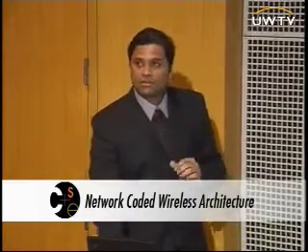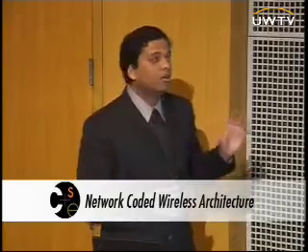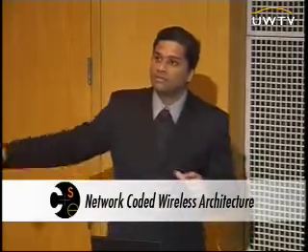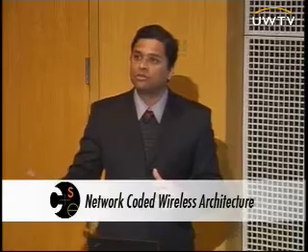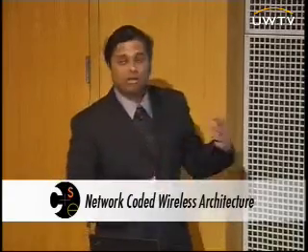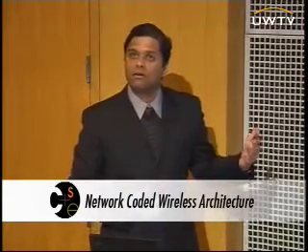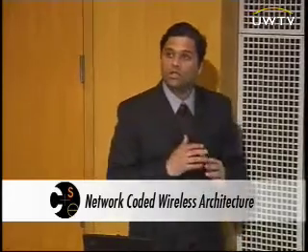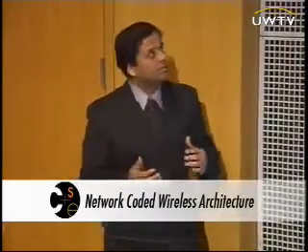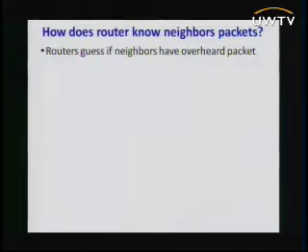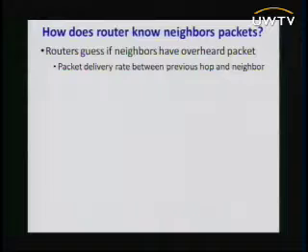So let's get back to Chris' question. I made an assumption here that the router knows exactly what packets the neighbors have to make the right coding decision. How does the router know neighbors' packets? The idea is to use guessing. So the router guesses if a particular neighbor has overheard a specific packet. And the way it guesses is to use the packet delivery rate measurement between the previous hop of that packet and that particular neighbor.